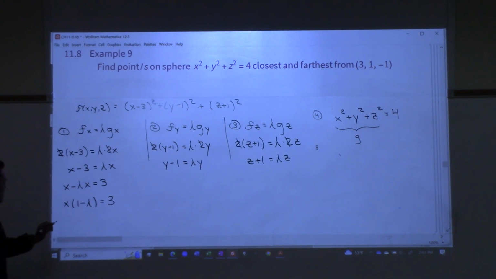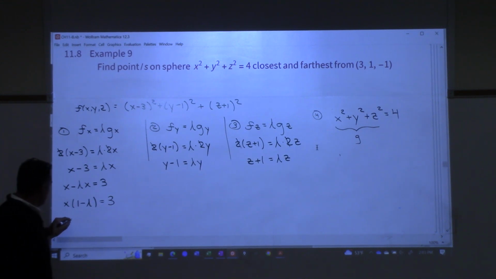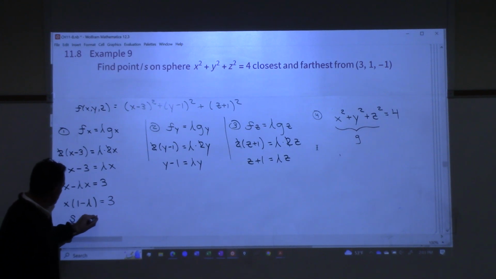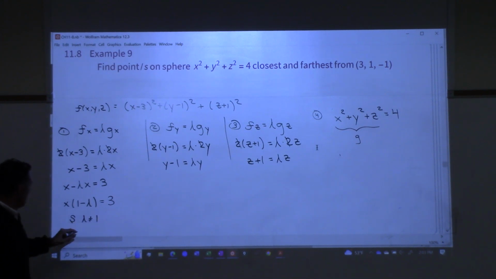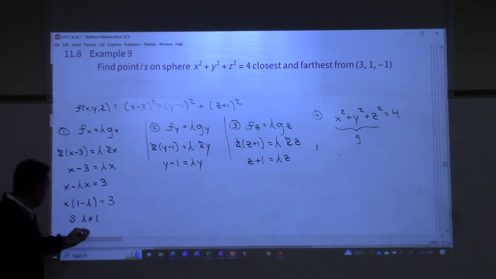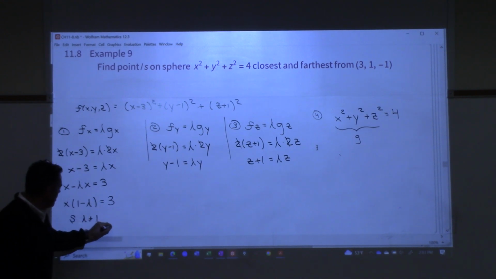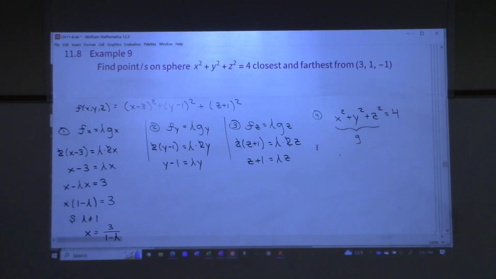So the most I can do here is this. Let's suppose that lambda is not 1, right? And if lambda is not 1, then I can divide both sides, and I can get x is 3 over 1 minus lambda, right? I can do that, so long as lambda is not 1.